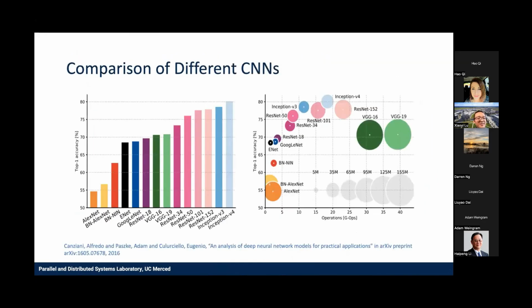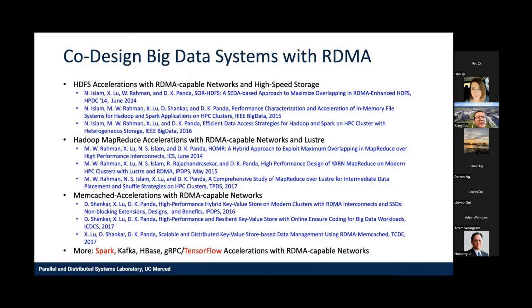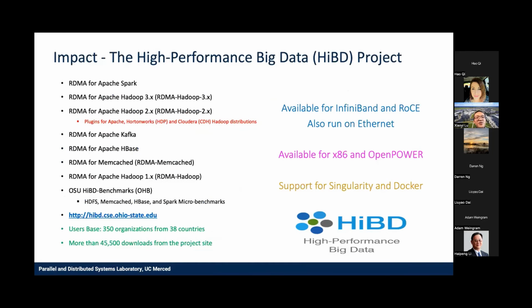This is deep learning training. We chose some big models at that time, and we can achieve almost up to 3x speedup for deep learning training on the same hardware. And then there are some other papers for different systems, at least over here, but we cannot talk too much. The impact of this work is that this is a much bigger project. We have been working on this one for many years. Actually, in this book, I have a lot of examples for this project as well. This has been downloaded more than 45,000 times worldwide.